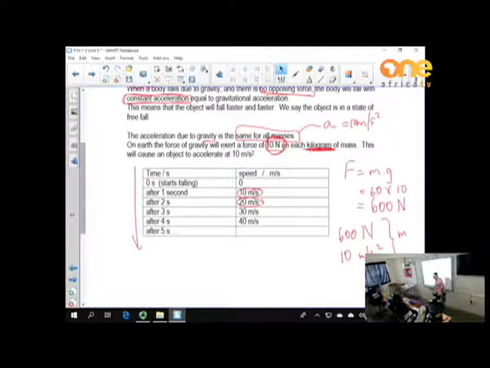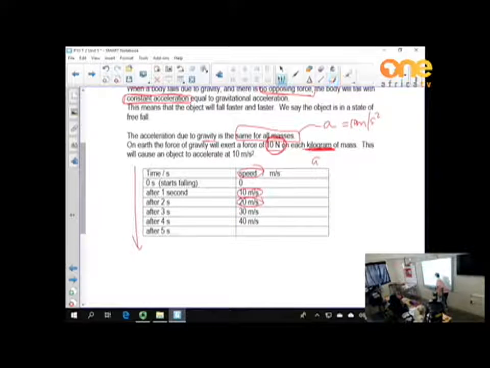In the 3rd second, yes, the speed is increasing, but the acceleration is change in velocity over change in time. So change in velocity over change in time, and the change every time is 10, and the time increment is 1. Do you understand? So the acceleration is constant, but what happens to the speed?